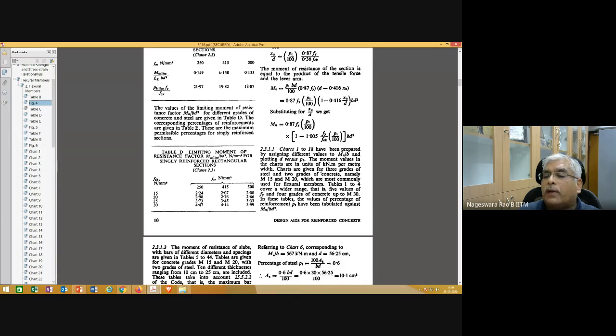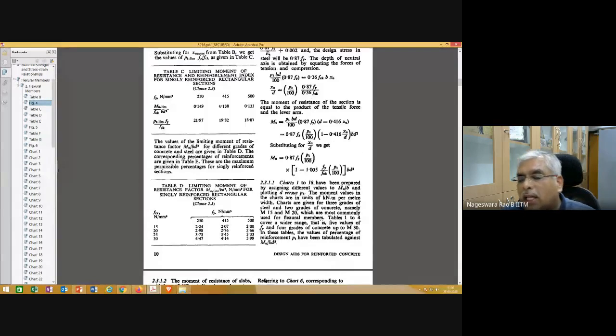Charts are given for 3 grades of steel and 3 grades of concrete, namely M15 to M25, which are most commonly used for flexural members. And let's complete this. The tables I just showed you, Tables 1 to 4, cover a wider range, that is 3 values of Fy and 4 grades of concrete up to M30. So this is what is given in SP16.